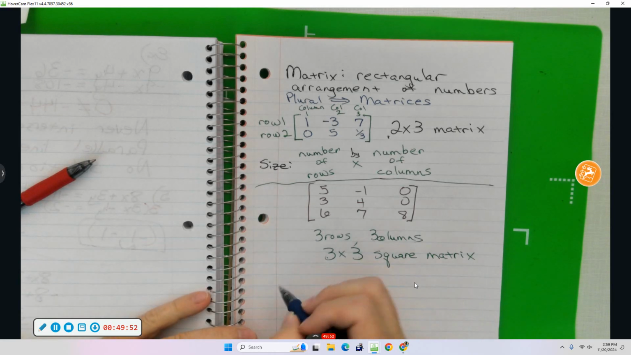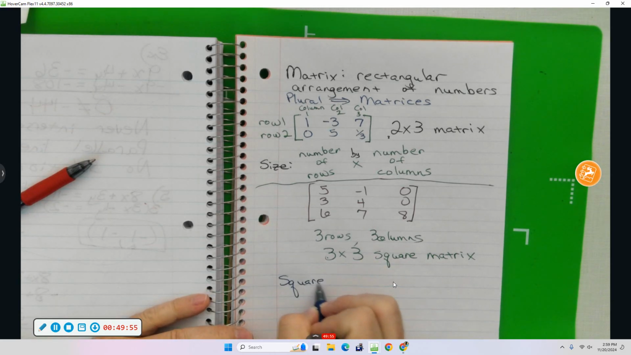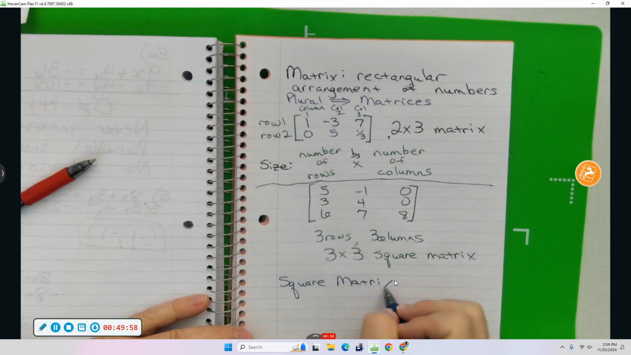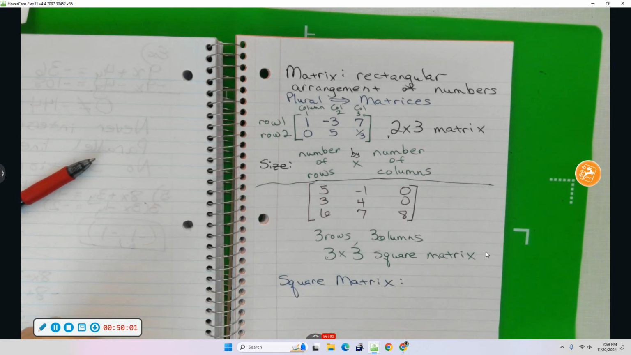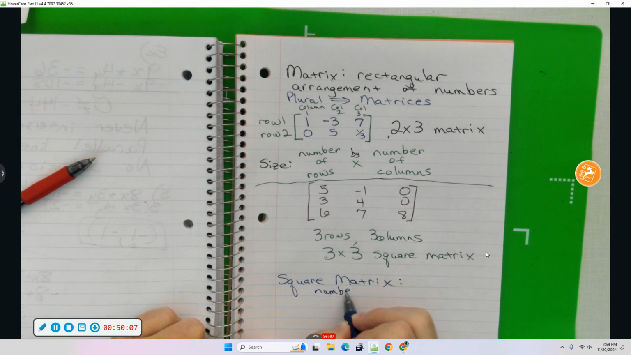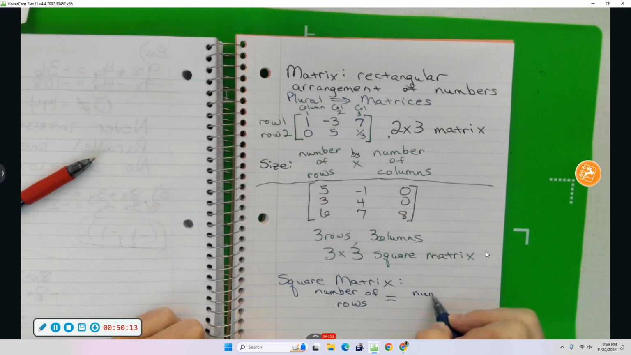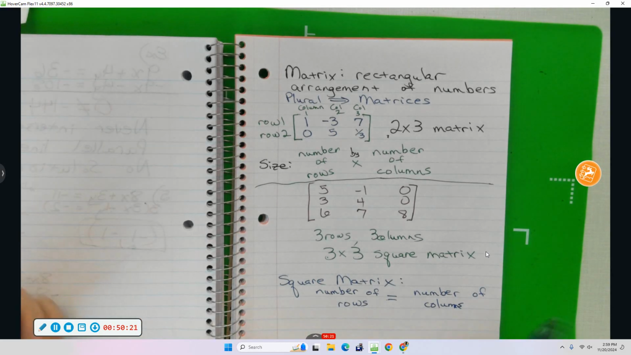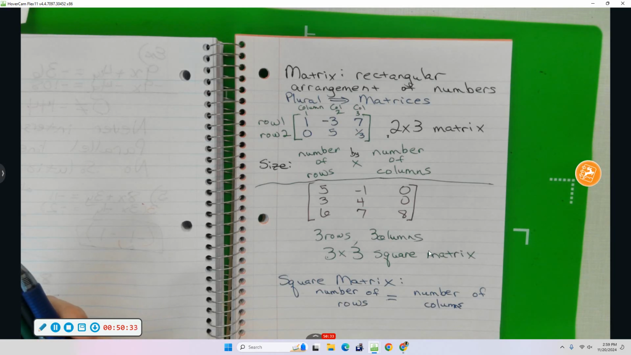I think I'll write that out. A square matrix has the number of rows equal to the number of columns. And that agrees with our geometric interpretation or definition of a square. Isn't a square a rectangle whose dimensions are equal, the base times height or the length times width, whatever you want to think of? Any questions so far?